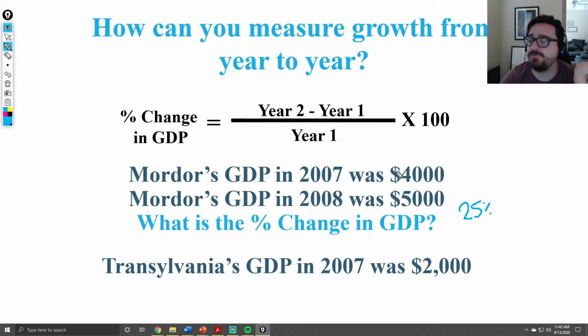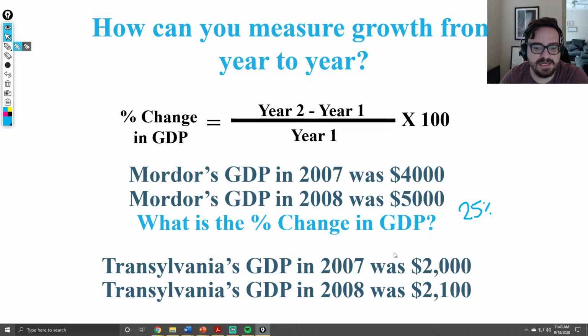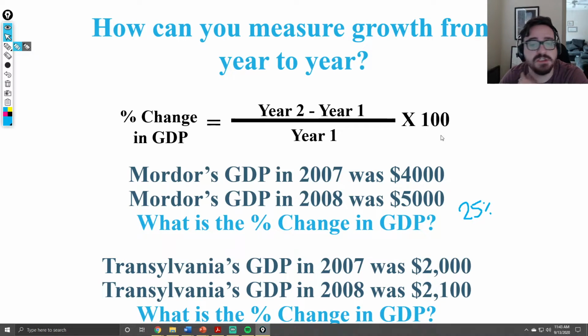You might not have to plug that into a formula. If you have good math brain, that's the kind of thing where like, oh yeah, it went up by 1,000, it went up by 25%. Right. If it went from 2,000 to 2,100, what's the percent change? Okay, 2,100 minus 2,000 is 100 over 2,000. That's 1/20th. Whoa, that's 5%.